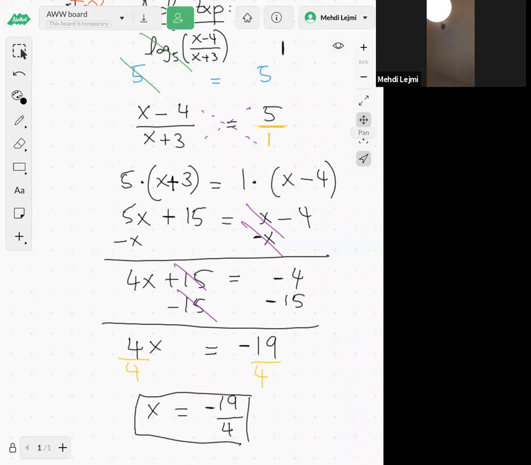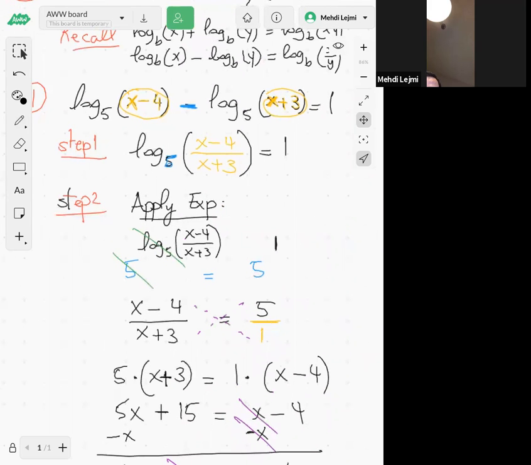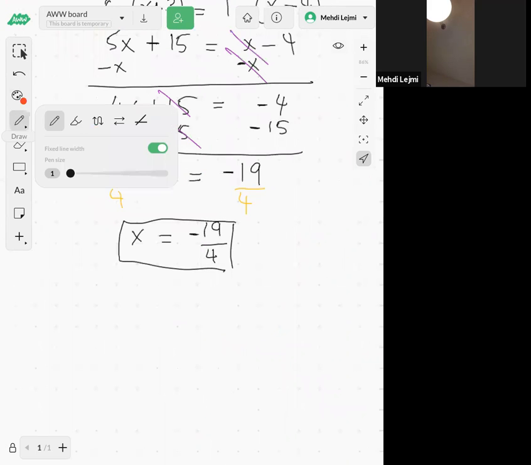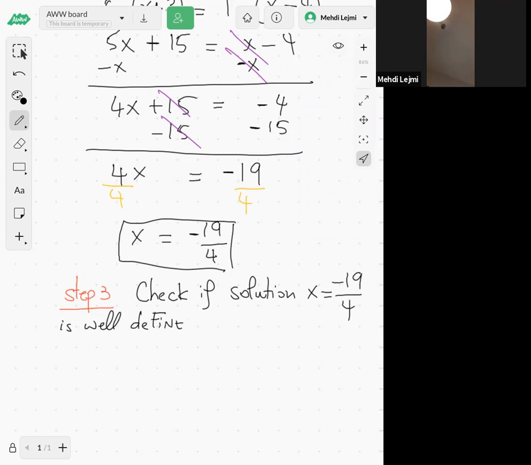Now, in the last step, I need to make sure that this solution is well defined. So make sure that x minus 4 and x plus 3 are positive. So step 3. We have to check if the solution is well defined.